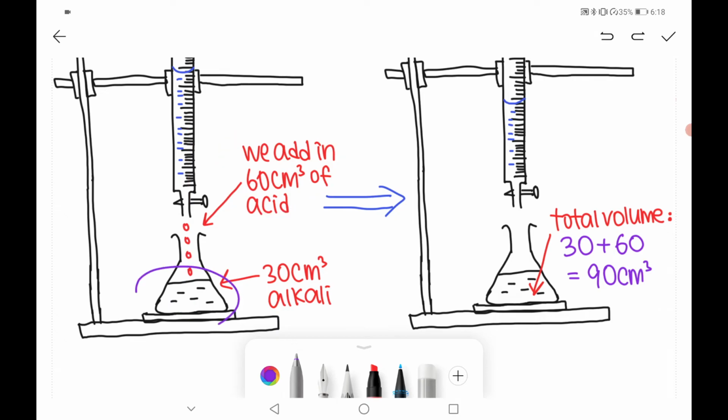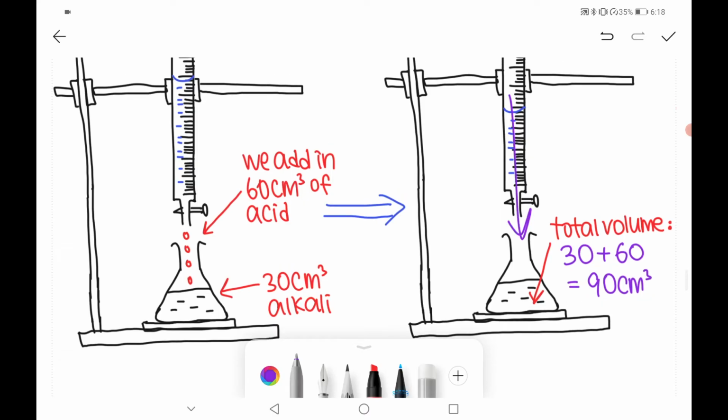So now what is the final volume here? Quite simple, right? 60 goes in, add with 30, 60 plus 30 inside here. So the total volume should be 90. We add in 60 cm³ of acid into the alkali. How much alkali do we have? 30. So when 60 is added into 30, inside here the total volume becomes 90.